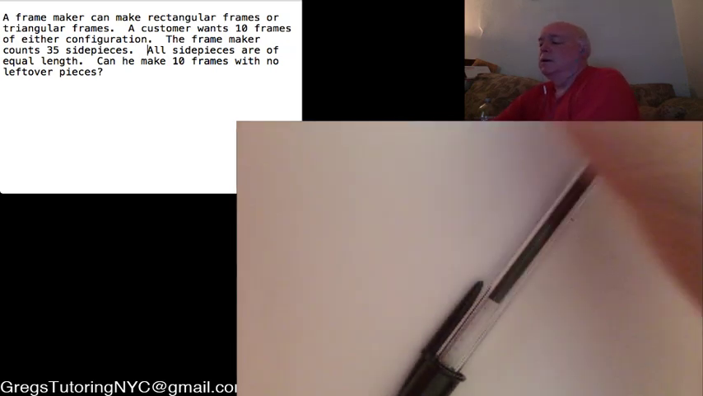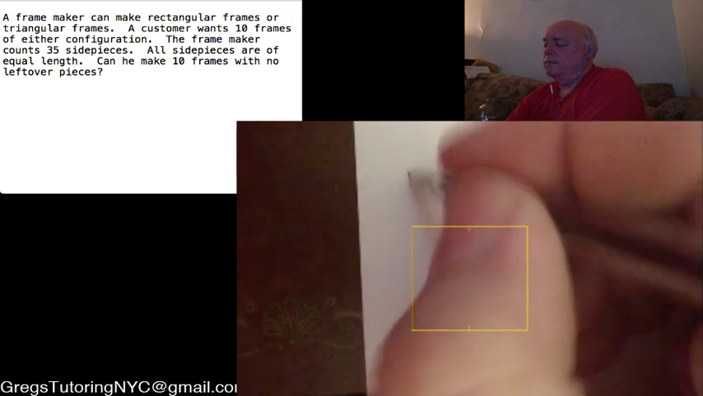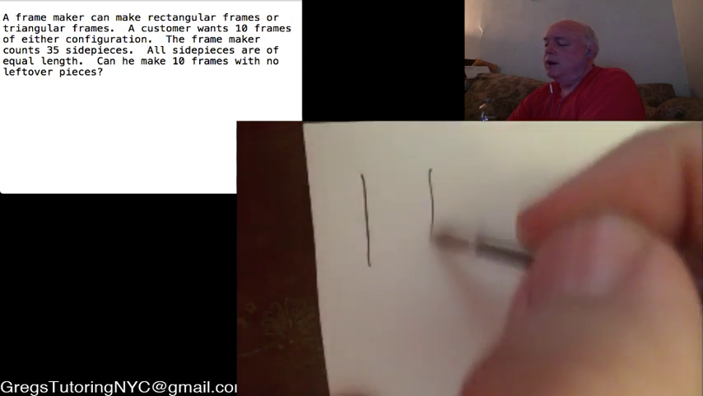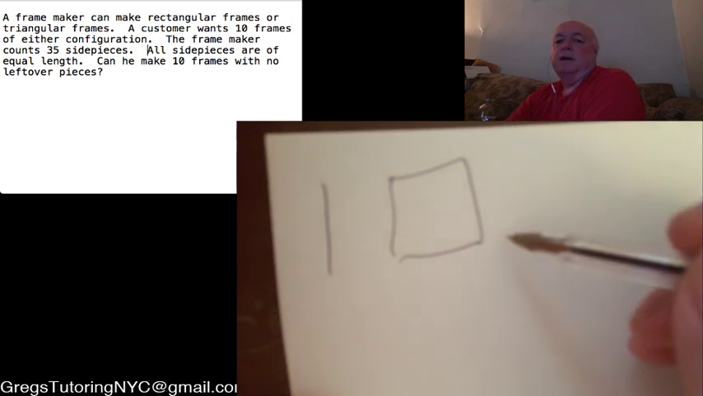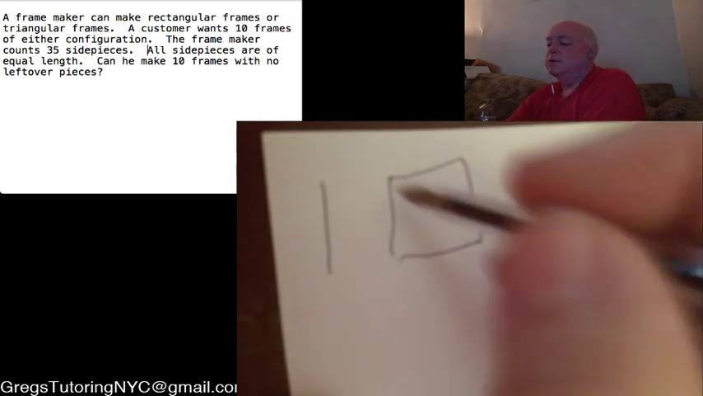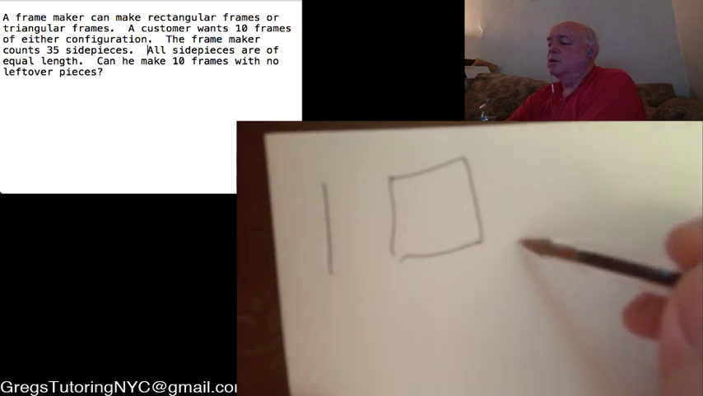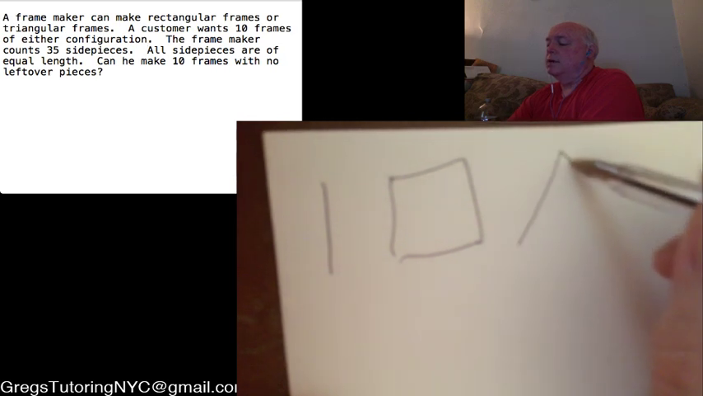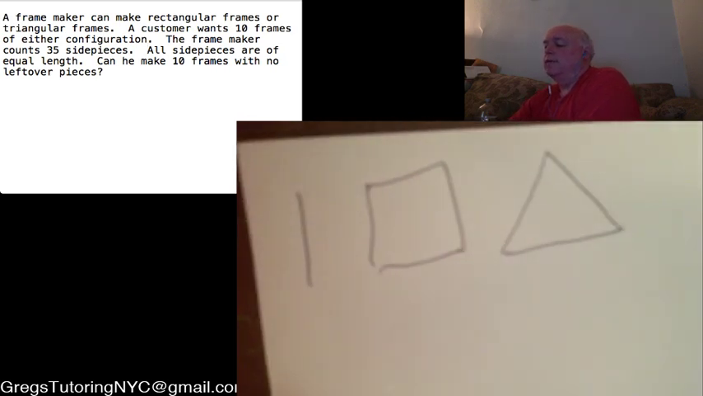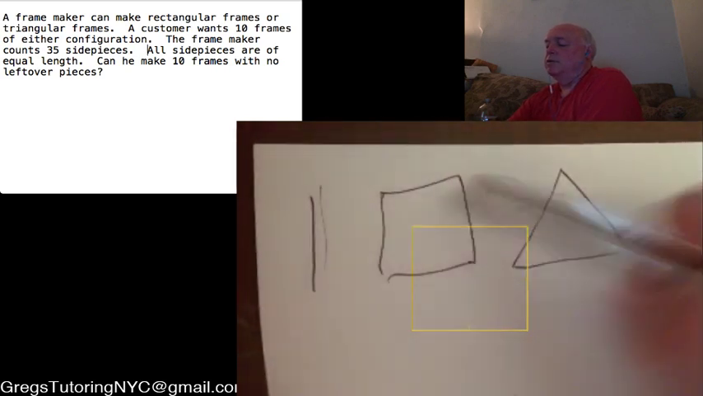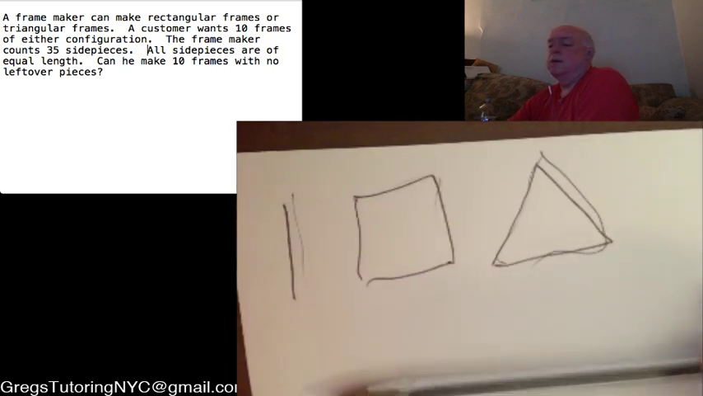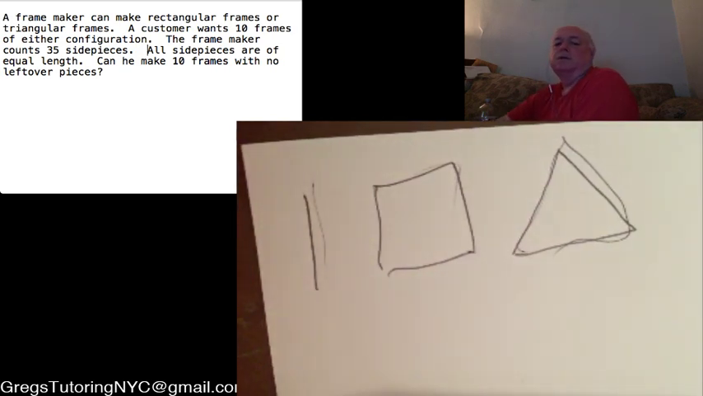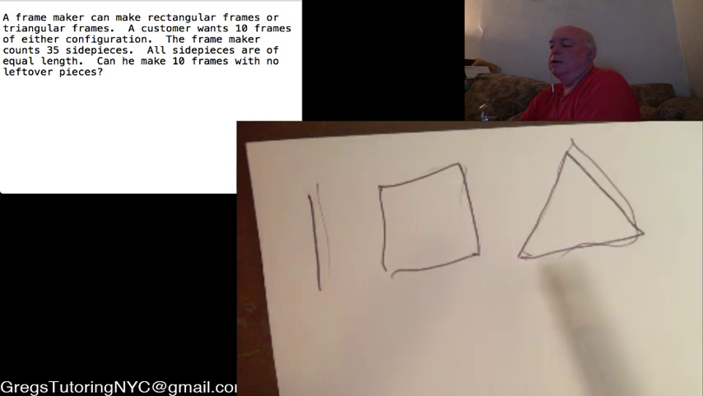All right, so we have a side piece, and we want to put 4 of them together to make rectangular frames. So in this case, it's obviously going to be a square, because they're all of equal length. Remember, a square is a rectangle, and a triangular one. And the customer's aware of this. All side pieces are of equal length. So this is a square, and this is an equilateral triangle. Okay, so we're okay on those sides of things. So the frame maker can make both of these.